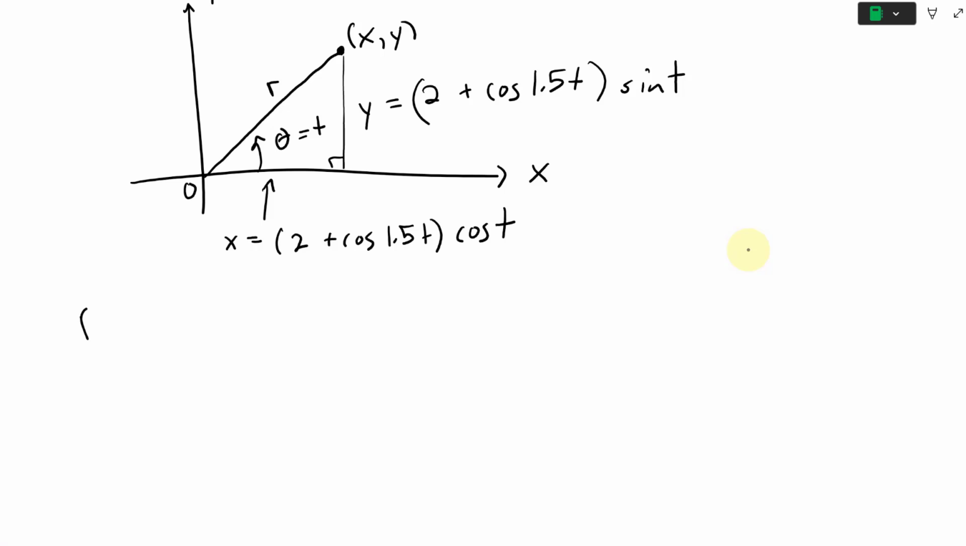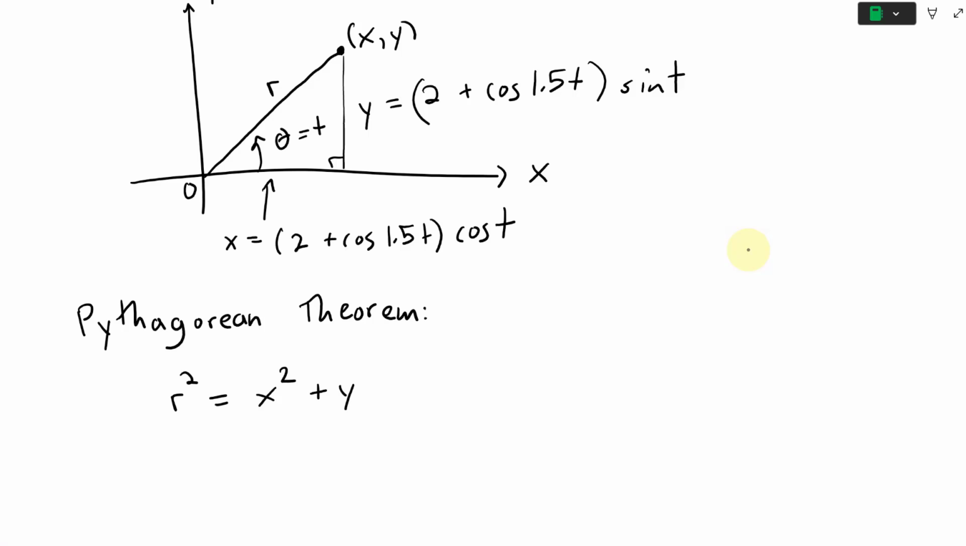So now by the Pythagorean theorem, we're going to have r squared equal to x squared plus y squared. So the sum of the squares of the sides of a right angle triangle is equal to the hypotenuse squared. So now plug in the x. X is going to be 2 plus cosine 1.5t. I'm going to square this, and cosine is going to be squared.